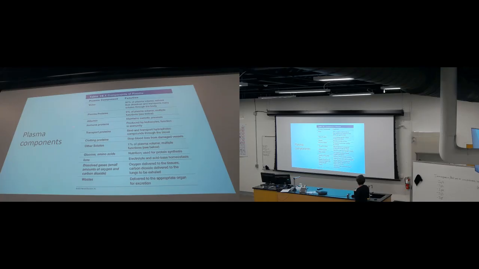And then we have different types of transport proteins that bind and transport hydrophobic compounds throughout the blood. For instance, we have transporters for thyroglobulin that transport thyroid hormones. This is a hormone that needs to be transported. We have transporters also for metals like iron. We have transferrin, for instance.